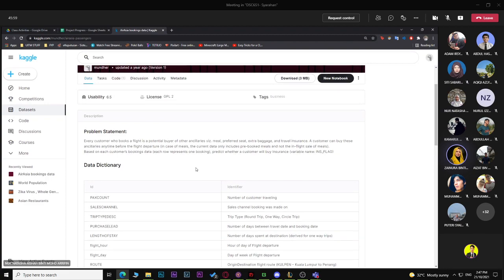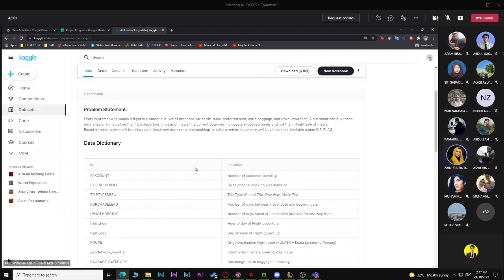So this data set, they want to understand and solve this. It includes both pre-book meals and in-flight sales of meals. So based on each customer booking data, each row, they are trying to see how many people buy pre-book meals and how many will buy in-flight meals.